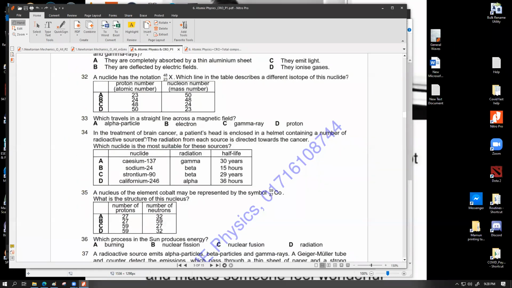In the treatment of brain cancer patients, the head is enclosed in a helmet containing a number of radioactive sources. The radiation from each source is directed towards the same cancer. Which nuclei must be most suitable for the sources? Well, for any type of medical purpose, you should always use gamma sources. Point one. Point two. If it is kept within a device, not inside the patient's body, it should always be expected to have a large half-life. So a gamma source with the biggest half-life.